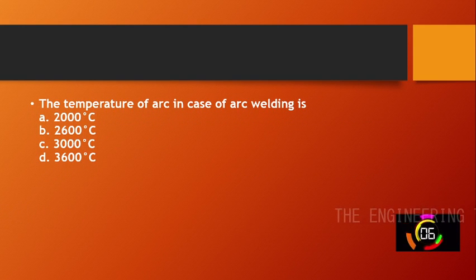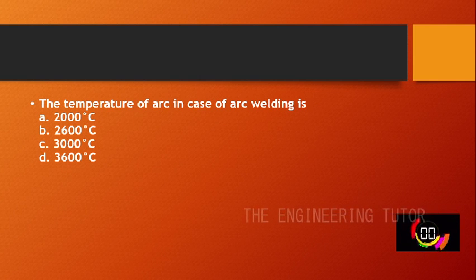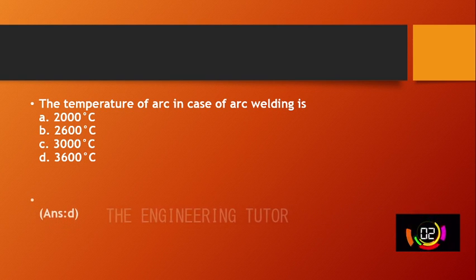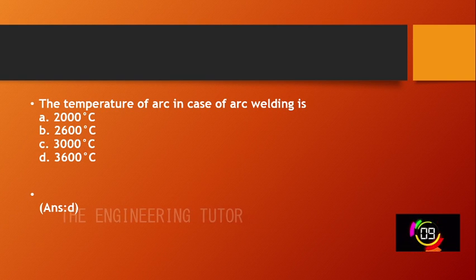What is the temperature of an arc in case of an arc welding? Very high temperature is generated. Actually, the current is traveling through the air. So very high temperature is generated in arc welding. It is around 3600 degrees Celsius. It is the temperature generated in an arc welding process.